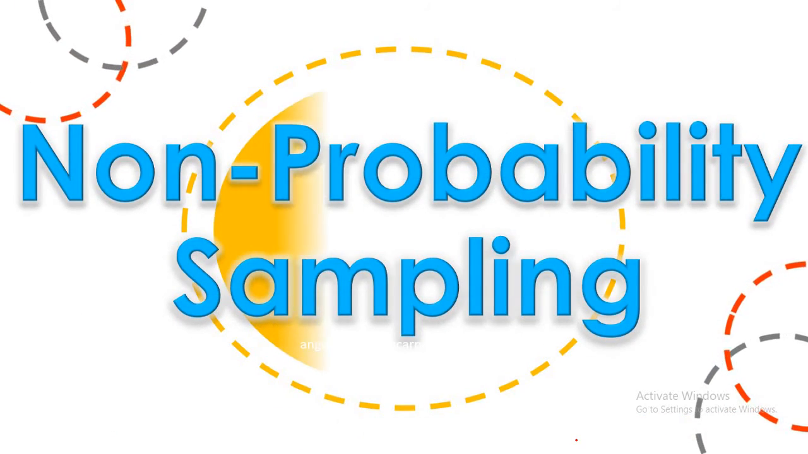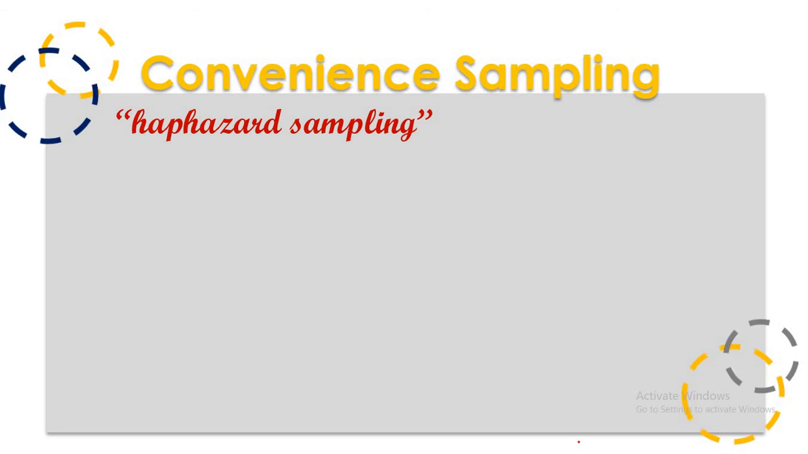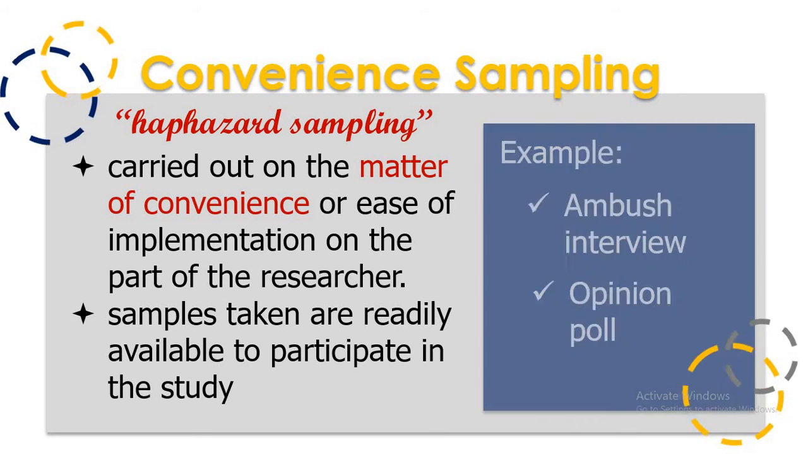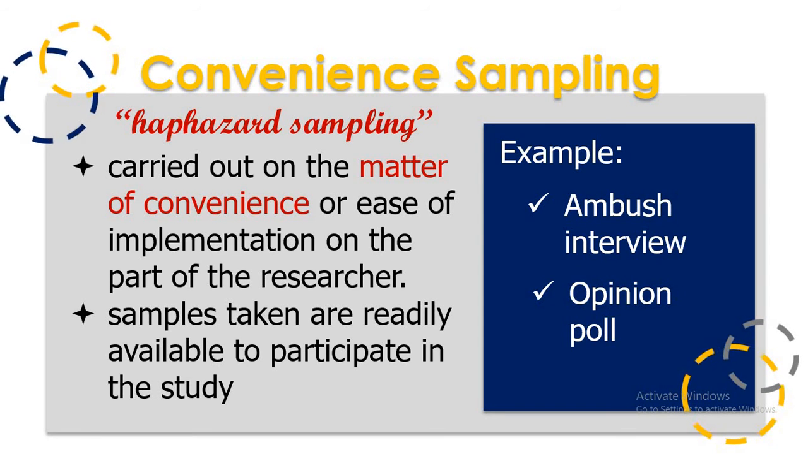Let's now proceed to non-probability sampling. The first type is convenience sampling, also called haphazard sampling. It is carried out on the matter of convenience or ease of implementation on the part of the researchers. Samples taken are readily available to participate in the sampling. Some examples would be an ambush interview or an opinion poll. It's a type of sampling wherein the gathering of data will be very convenient to the researcher because the samples are readily available to participate in the study. So that is convenience sampling.